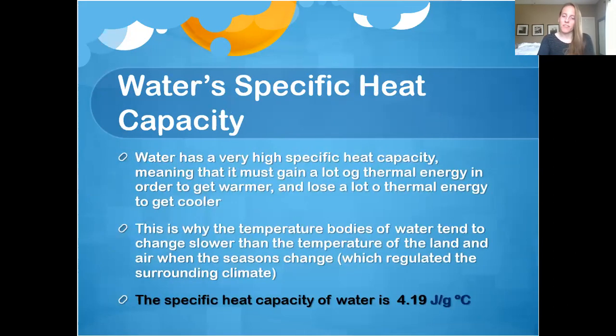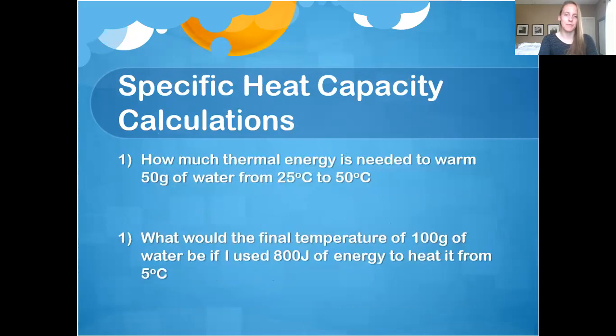Water, like I said, does have a very high specific heat capacity, which means it can gain a lot of thermal energy without increasing its temperature very much. This is why, in the summer, the air heats up a lot faster than the water does. It takes a really long time for a lake to get warm compared to the atmosphere. And vice versa, the ground will freeze before a lake will freeze in the winter. The specific heat capacity for water is 4.19.